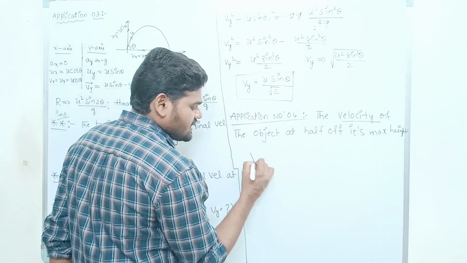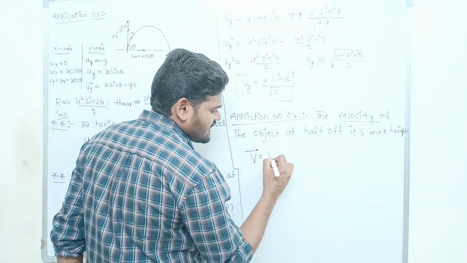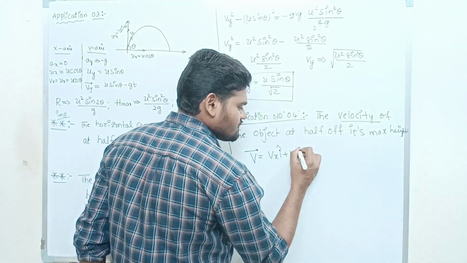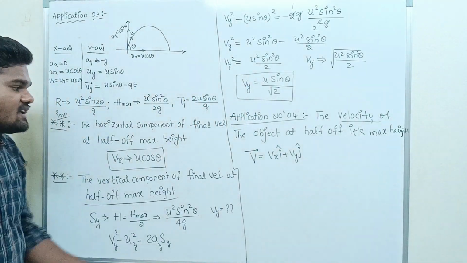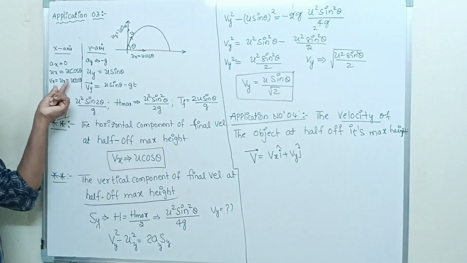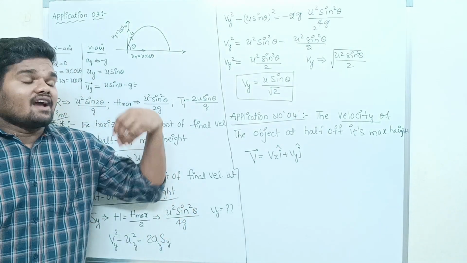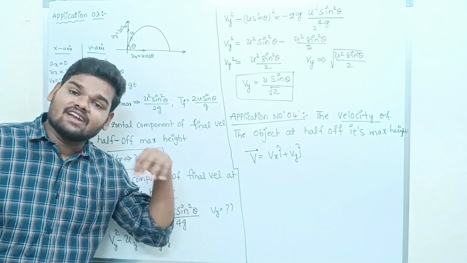Okay. So for that I am taking the velocity vector. So v bar is equal to vx i cap plus vy j cap. What is vx? The final velocity component along x direction. Either it is at half of maximum height, or at 3/4 of maximum height, anywhere.